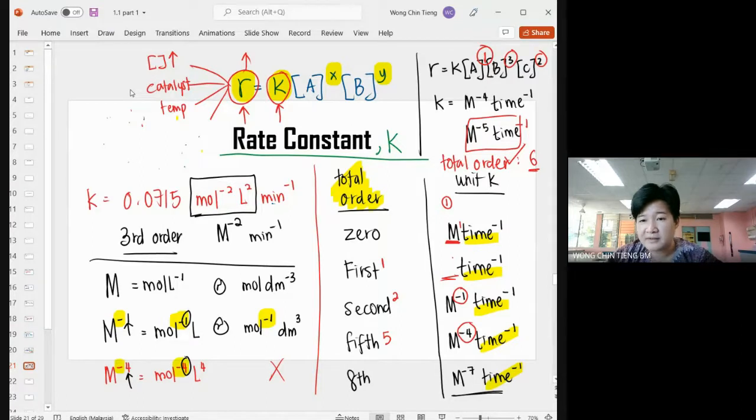Okay. Back to one thing. Kenapa saya ajar unit K lama macam ni? Unit K will be one of the big tips in your question. From the unit K, you know the order. From the order, you can choose the formula. From the formula, then only you can solve the problem. Important. Okay? Boleh? Senang je? Tak susah, tapi kena tahu.